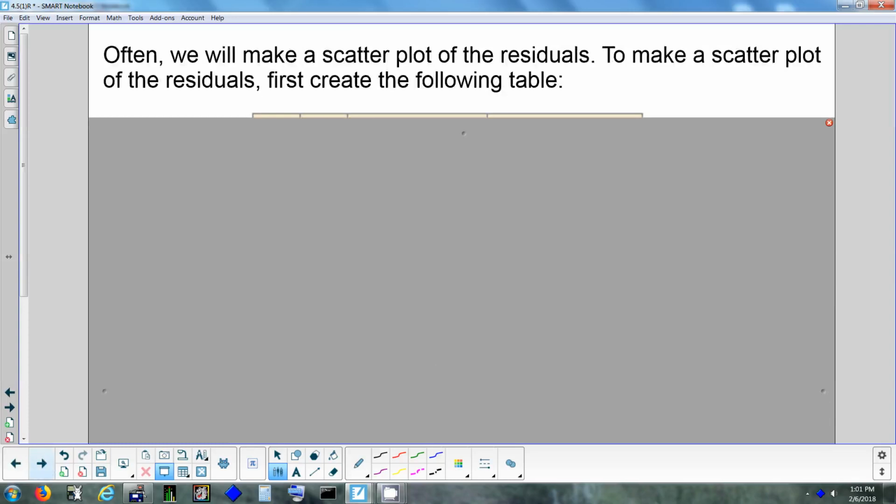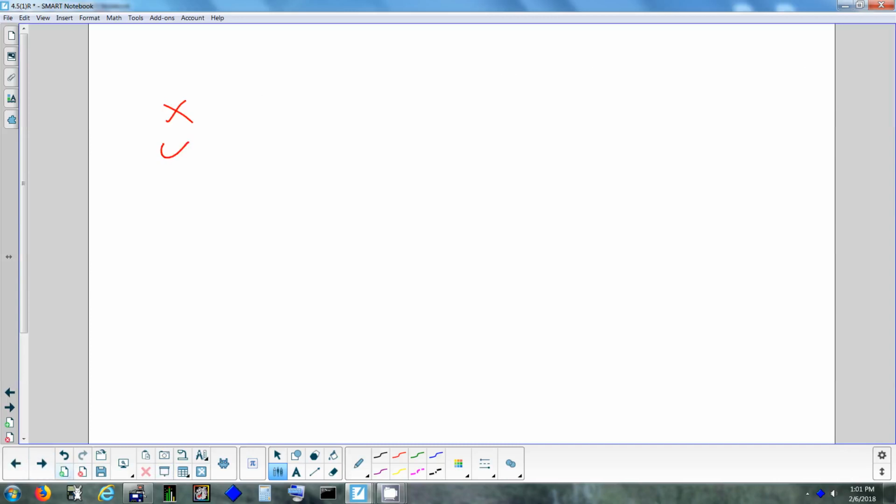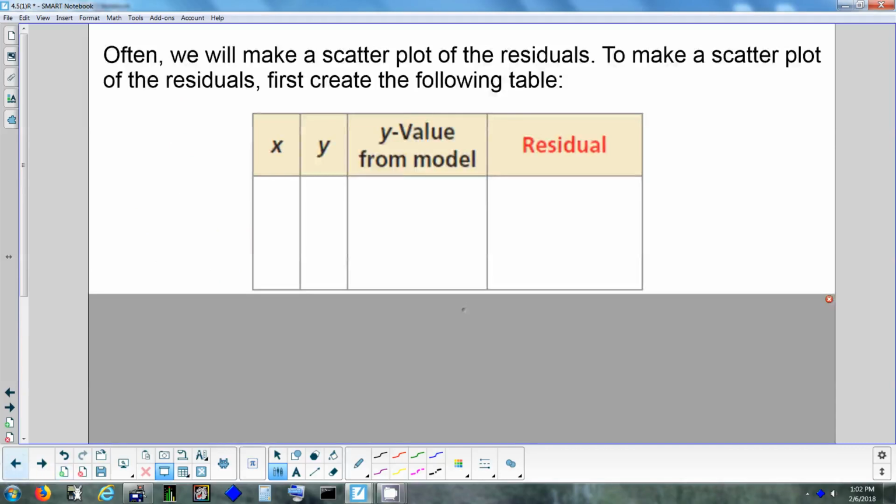All right, so the way we're going to set this up is we're going to use a table. Sometimes the table is going to have X, Y, value from model, residual, going left to right. Sometimes it's going to be like this: X, Y, value from model, and then residual, going up to down. It doesn't matter which way you do your table. Do it up to down, do it left to right, it doesn't matter. I'm just going to explain right now how you fill this table in.